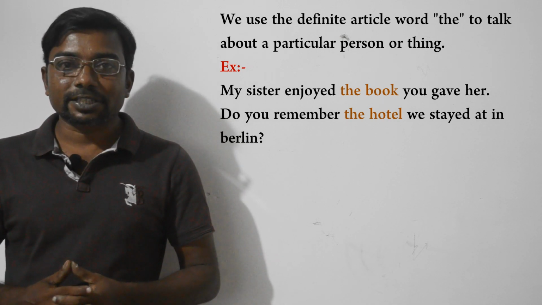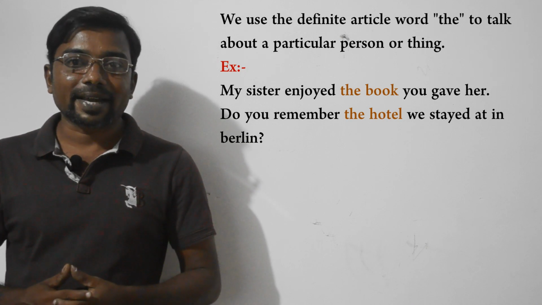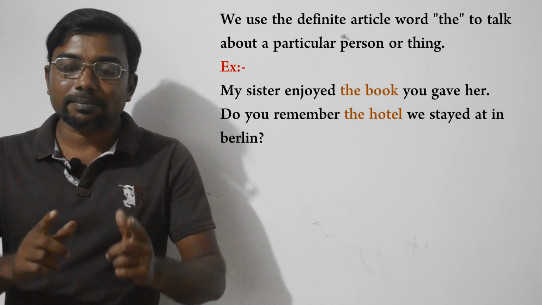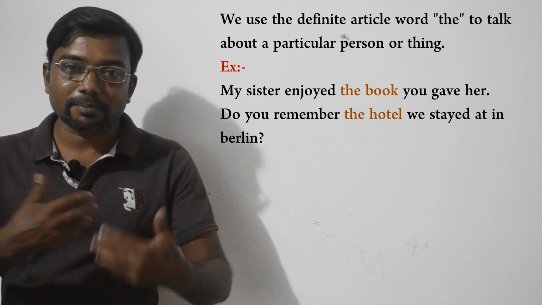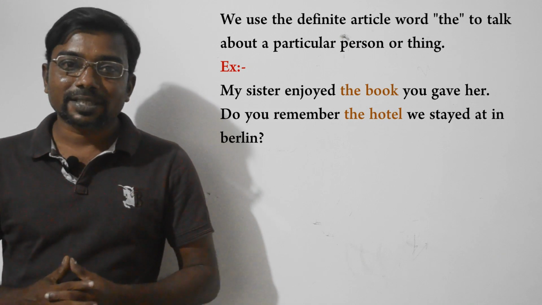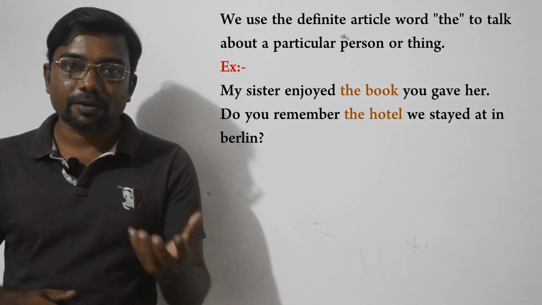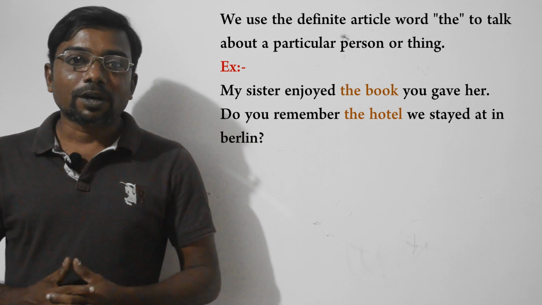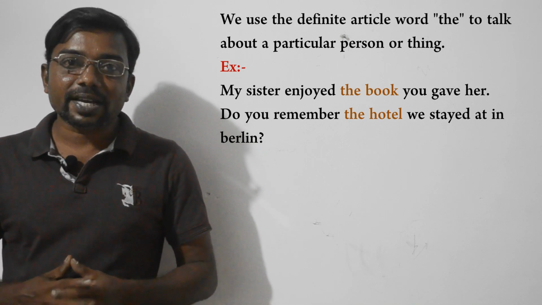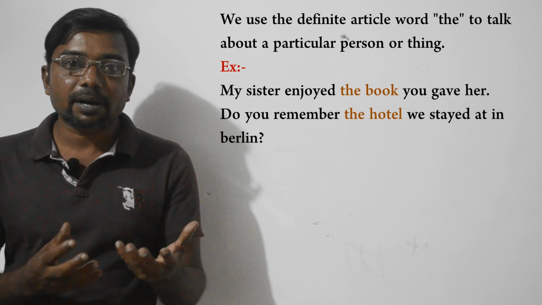Okay, look at the second example: do you remember the hotel we stayed at in Berlin? Here also the hotel, because it's a specific hotel, sometimes we have some memories with that hotel, however it's a specific hotel. That is why we used the word the with that hotel. Okay, when you look at these two examples, it's clear we can use the word the to talk about a particular person or thing. Okay everyone, now we are going to look at other different uses of the word the.